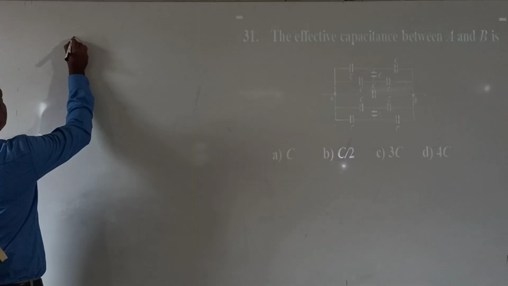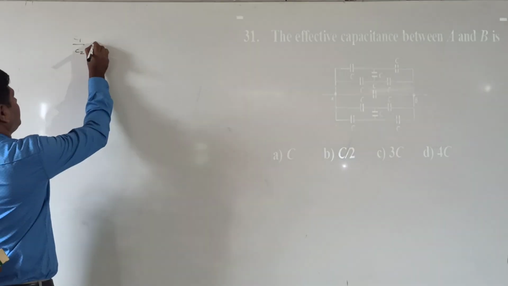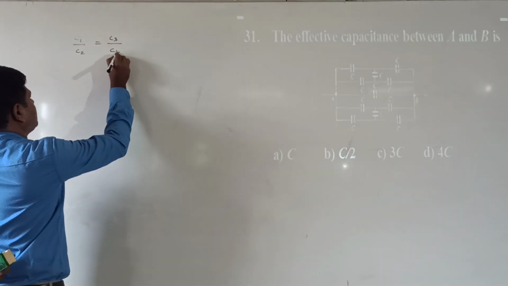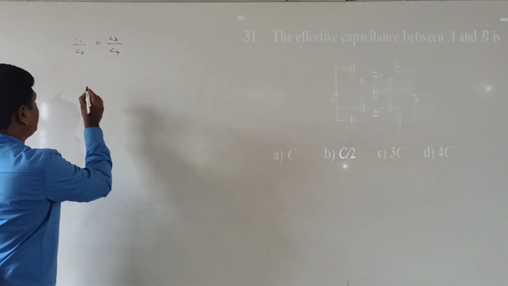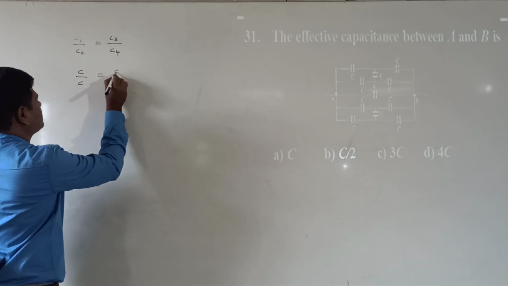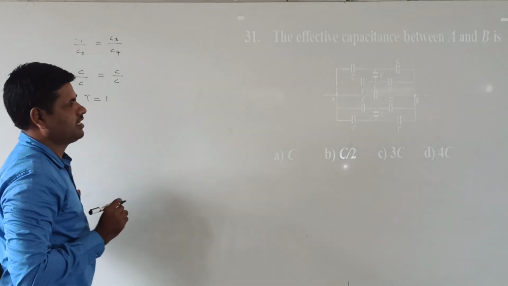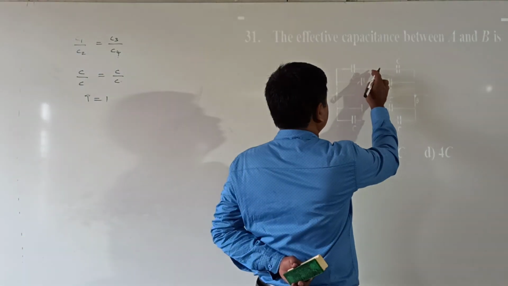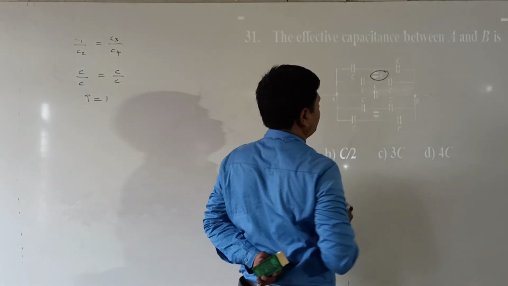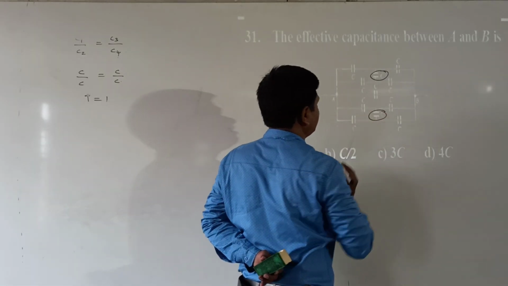We know that the Wheatstone bridge condition is C1 by C2 is equal to C3 by C4. Now what will be there here? C by C is equal to C by C, means 1 equal to 1, means the Wheatstone bridge is satisfied. So this middle capacitor we eliminate. Here also we eliminate the middle capacitor.